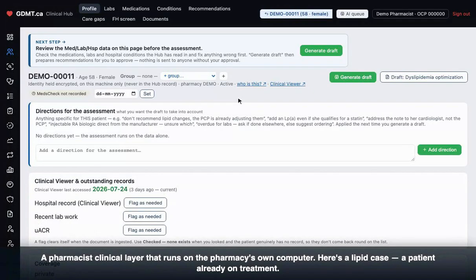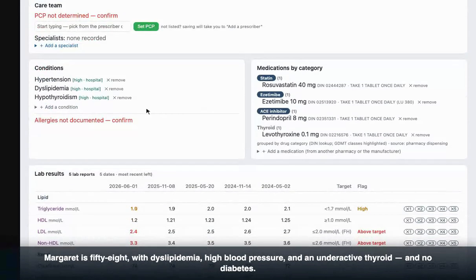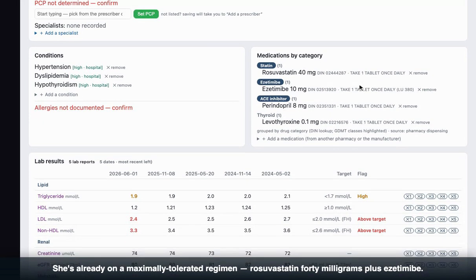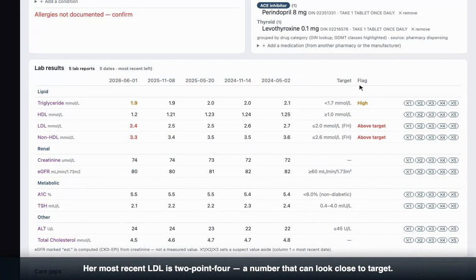A pharmacist clinical layer that runs on the pharmacy's own computer. Here's a lipid case, a patient already on treatment. Margaret is 58, with dyslipidemia, high blood pressure, and an underactive thyroid. She's already on a maximally tolerated regimen, rosuvastatin 40 mg plus ezetimibe. Her most recent LDL is 2.4, a number that can look close to target.